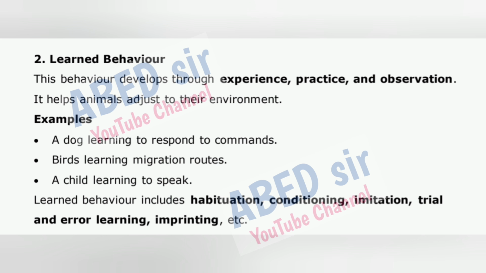2. Learned behavior. This behavior develops through experience, practice, and observation. It helps animals adjust to their environment. Examples: a dog learning to respond to commands, birds learning migration routes, a child learning to speak. Learned behavior includes habituation, conditioning, imitation, trial and error learning, imprinting, etc.